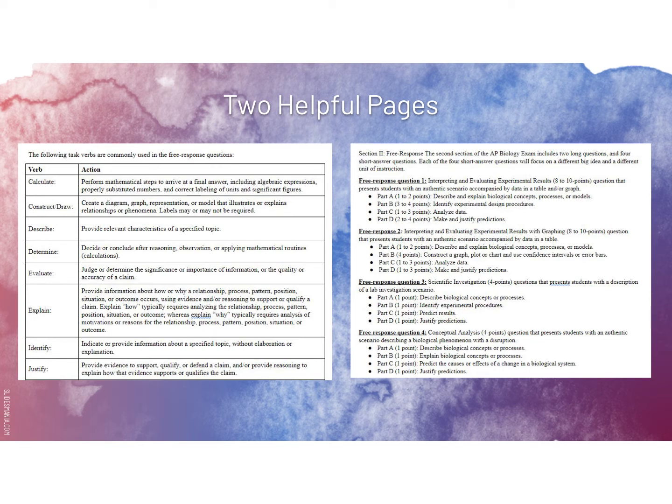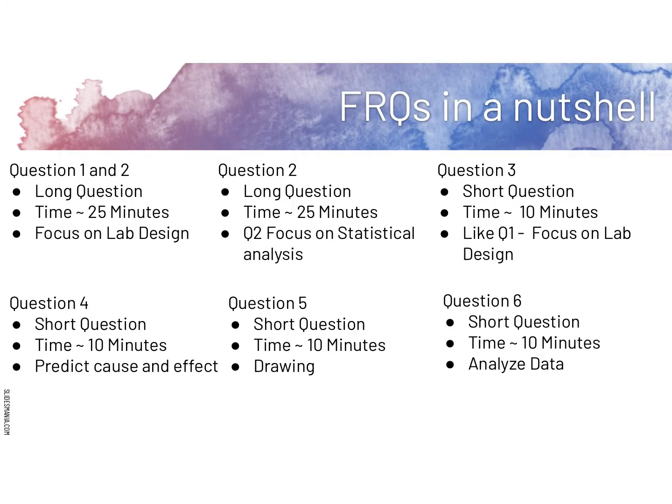On the AP exam, there are 6 free response questions. 2 long questions and 4 short questions. You will always be told in our class which type of FRQ you have coming up. So FRQ 1 and 2 are both long questions, and they take about 25 minutes to answer for each of them. Question 1 will focus on the lab design process.